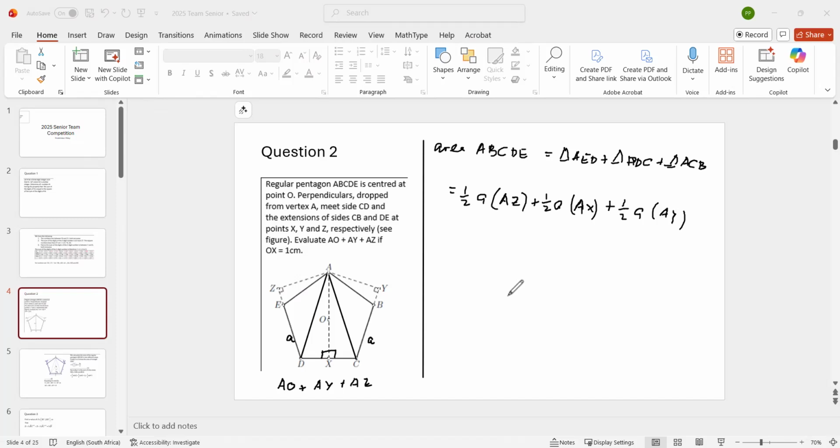Now, that's one of the ways of calculating the area of the triangle, the area of this polygon. But there is also another way, and that is by joining the center to the 5 vertices. If you join the center to the 5 vertices, because this is the center, all these will be equal.